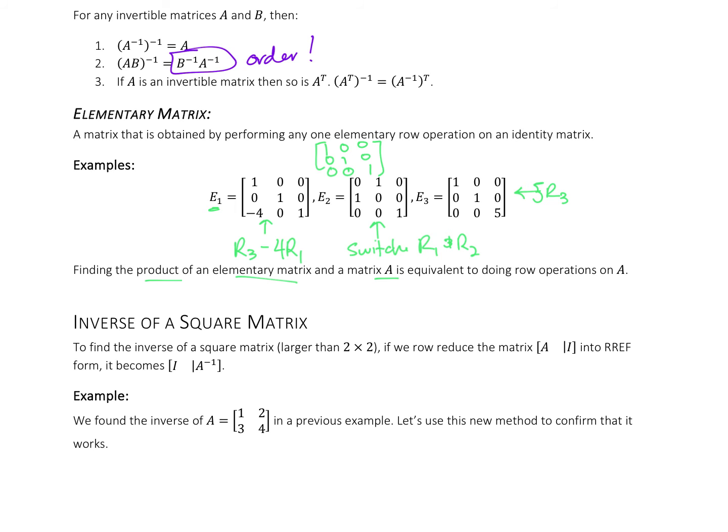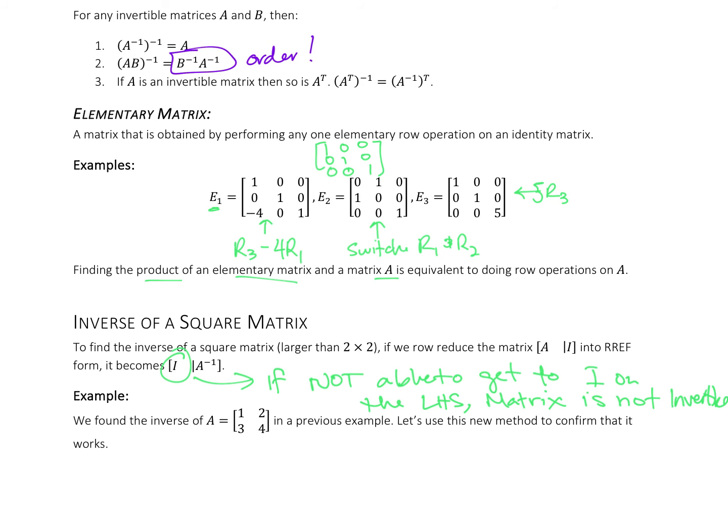Now, if we cannot get this down to the identity, that means that we do not have an invertible matrix. So if we are not able to get to I on the left-hand side, the matrix is not invertible.